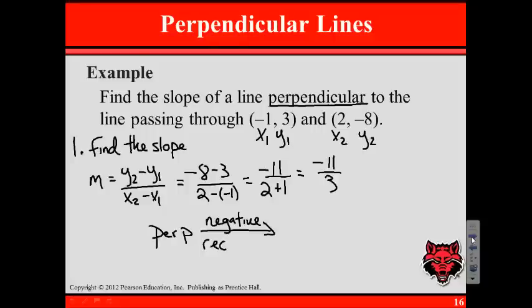Let's start with the reciprocal. If we have 11 over 3, that would change to 3 over 11. Negative more or less means we're going to change the sign. So since we started with a negative fraction, we want a positive fraction. Or we can write it without the positive sign. So the slope that is perpendicular to the original line would be 3/11.